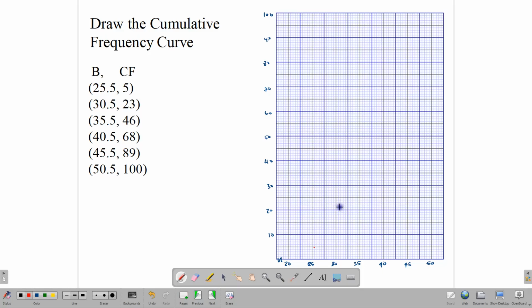21 to 3. Actually, it's a bit more. All right, there we go. And then our next one, 35.5 to 46. 35.5 to, this is 45, so 46 would be here.